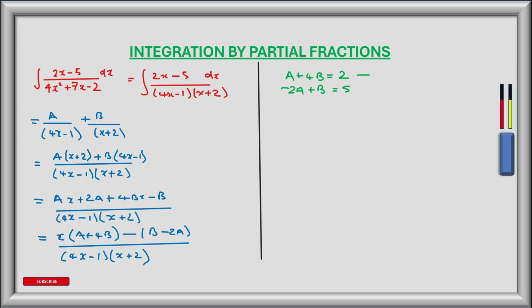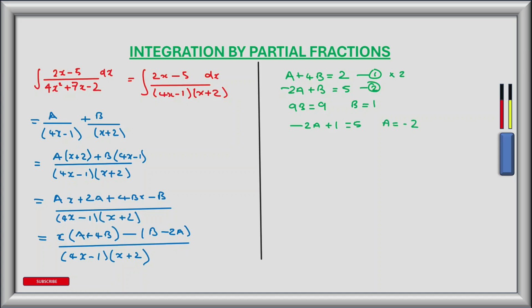So I have equation 1 and equation 2. We multiply equation 1 by 2 and then add the equations. We get 9b is equal to 9. So in this case, b is equal to 1. And if we substitute the value of b equals 1 into equation 2, we have minus 2a plus 1 equals 5. So a equals minus 2.